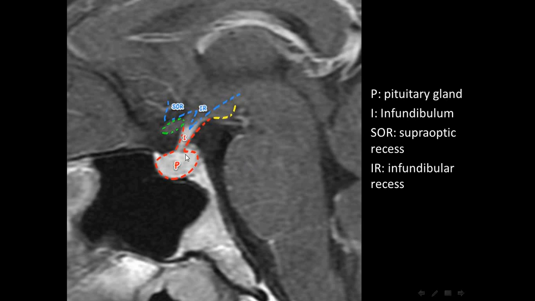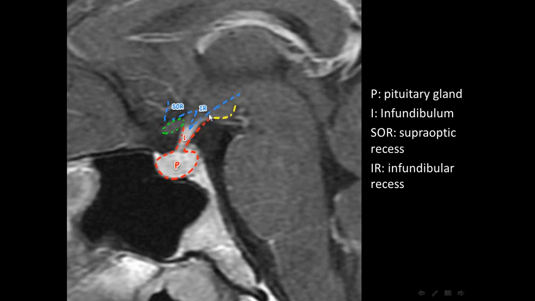This is another illustration to show the relation of the pituitary gland with the surrounding structures. So this is the pituitary gland. This MRI image is post contrast. That's why we see the whole pituitary gland is bright. This is the infundibulum. This green circle here refers to the optic chiasm. And these two recesses are the supraoptic recess and the infundibular recess.